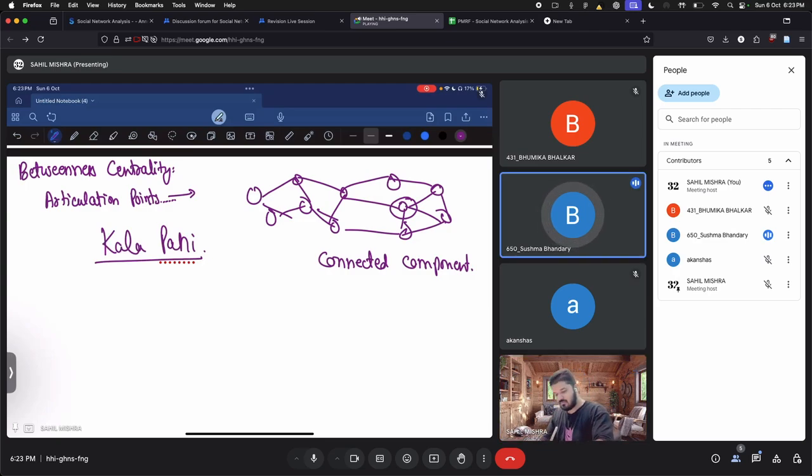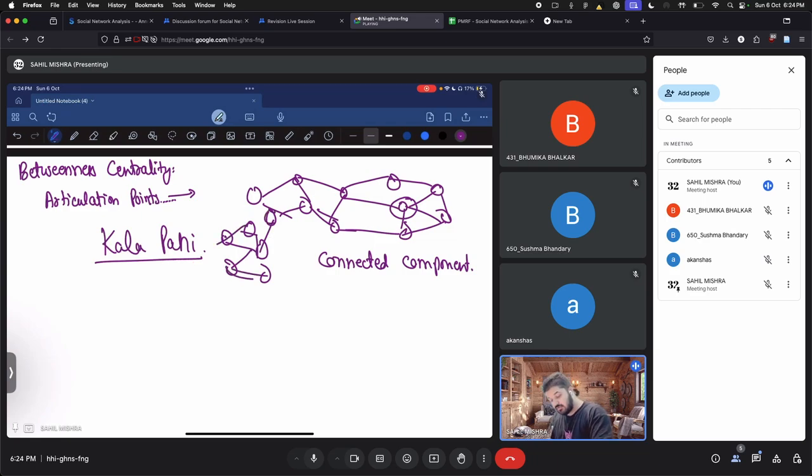Exactly. Okay. So then, say I have this other component here, and this node connects to this component. So if I remove this node, I'm not breaking the link, I'm removing the node itself. If I remove this node or this node, this will break the network into two parts.